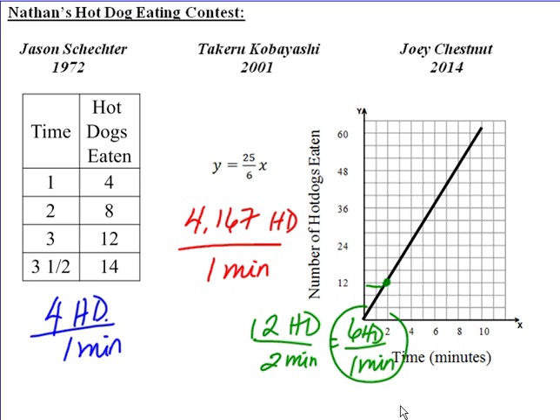So this gives us an idea of how unit rates are seen and where we could pull them out and use them in real life. Hope this explains a little bit about unit rates and slopes.